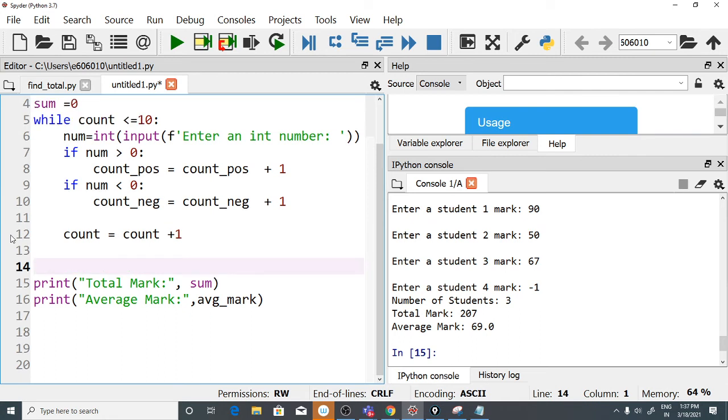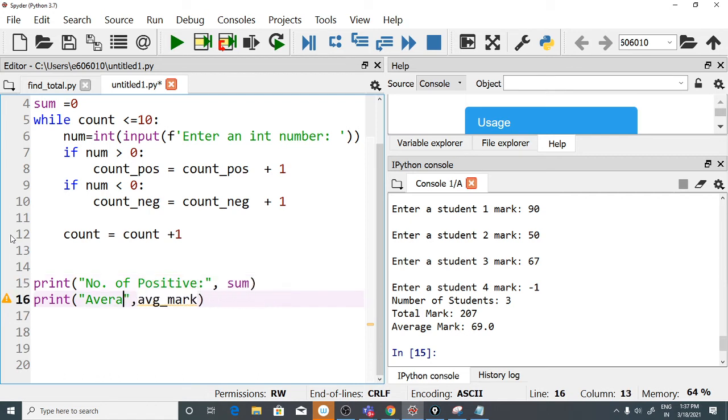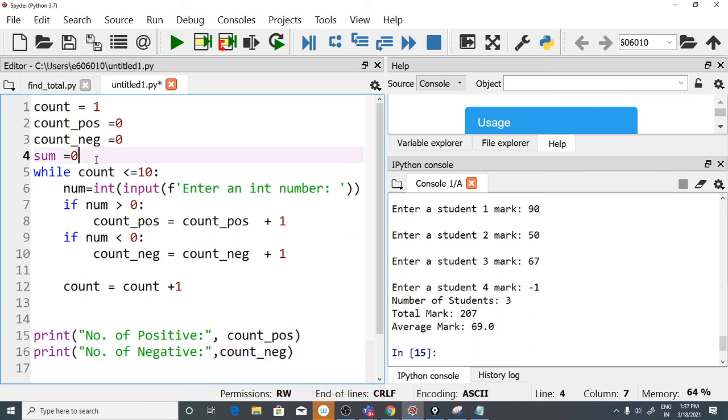Okay, after that I want to display number of positive, number of negative. For positive, which variable will you use? This variable. For negative, use this variable. Okay, now you don't want sum, remove it.